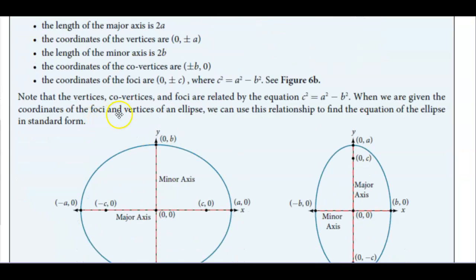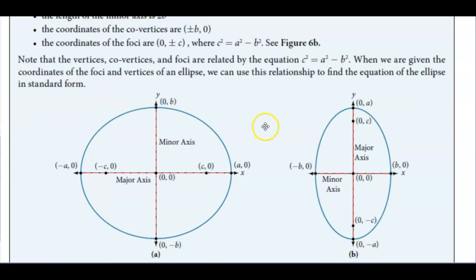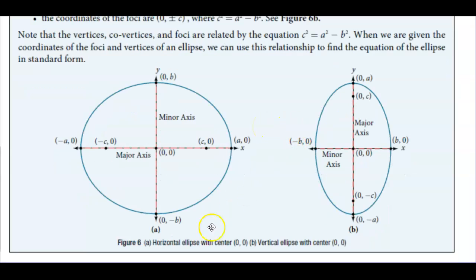Now note that the vertices, co-vertices, and the foci are related by the equation c squared equals a squared minus b squared. When we are given the coordinates of the foci and vertices of an ellipse, we can use this relationship to find the equation of the ellipse in standard form.